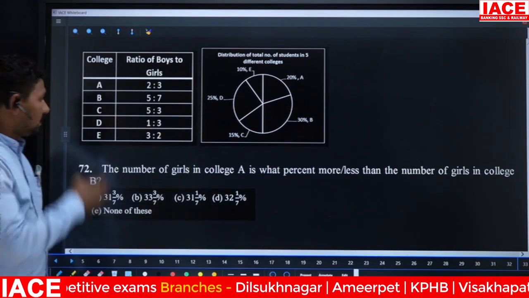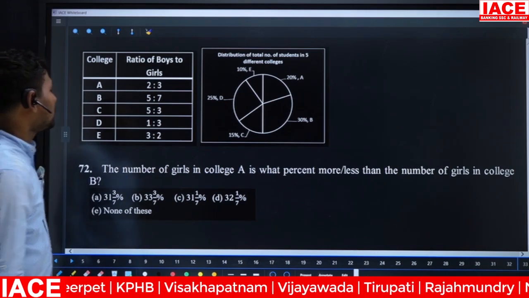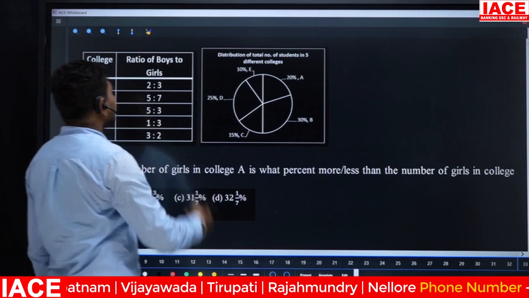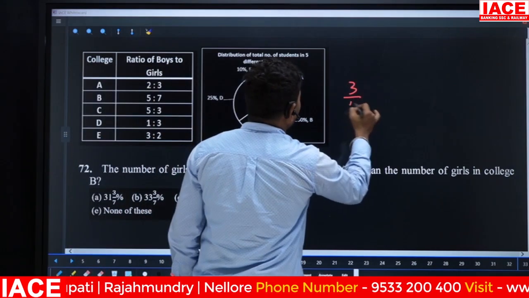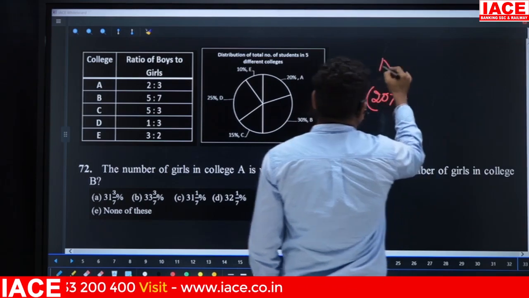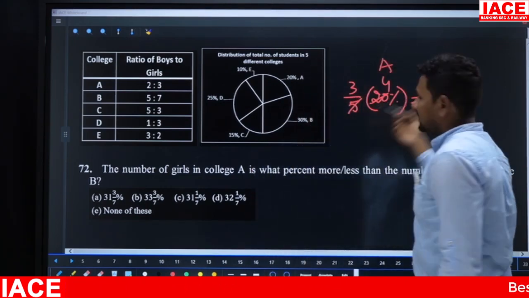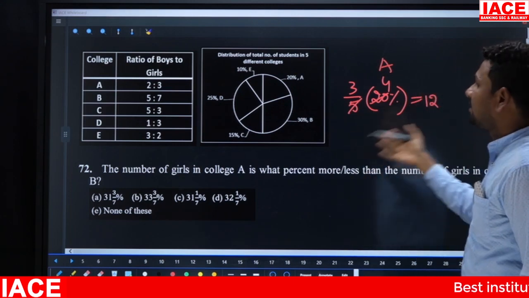Here, the number of girls in college A is what percentage more or less than the number of girls in college B? So, number of girls in college A: 3 by 5 of 20 percent. This is college A. So, 5 fours are 20, 4 threes are 12. Just assume it is 12 girls in college A.